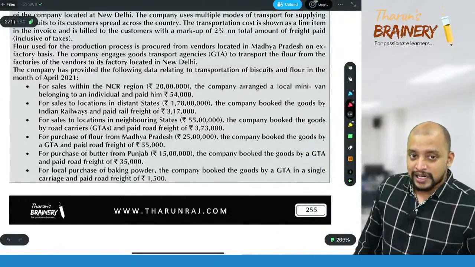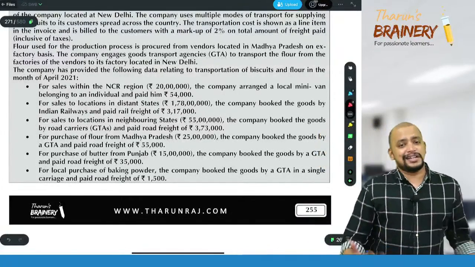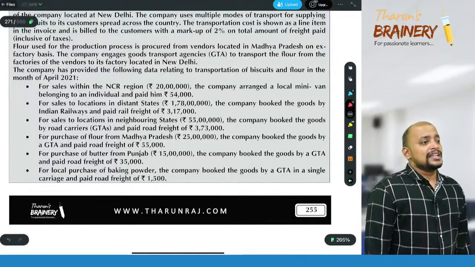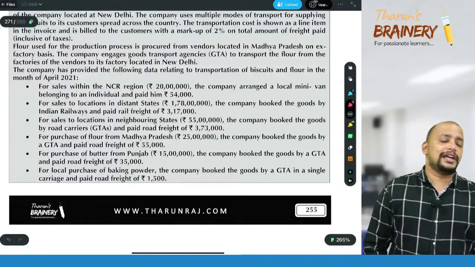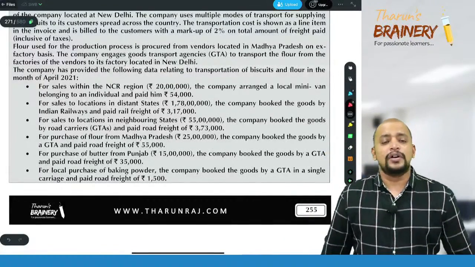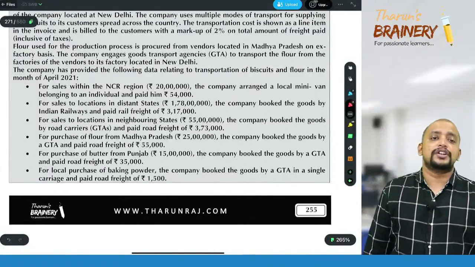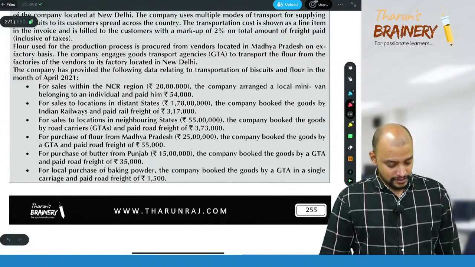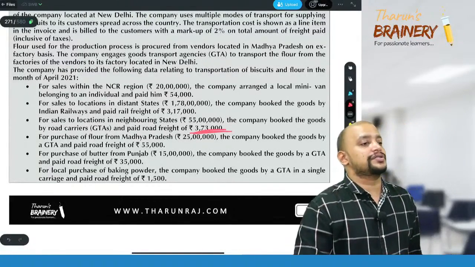So 55,000 into 5%, taxable. So who is the recipient? For GTA service, is it notified goods? Is the freight does not exceed 1,500? Is the freight does not exceed 750? Is the recipient coming under that notified, like unregistered individual, HUF, AOP? Is the recipient central government, state government? No. So they are not coming into that. So no exemption, taxable 5%. So 55,000 into 5%. Oh, sorry, 3,73,000, sorry. 3,73,000. So 3,73,000 into 5%.